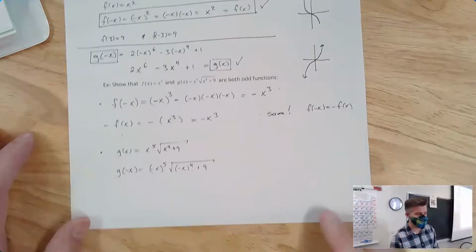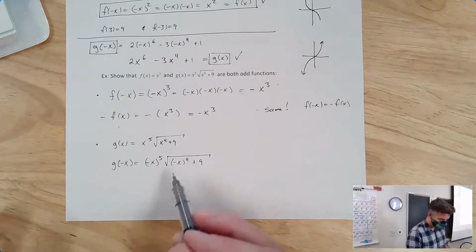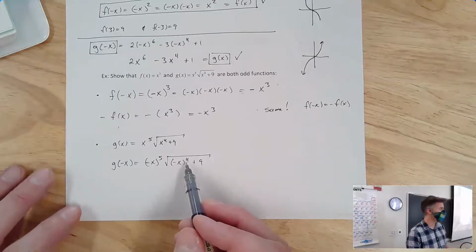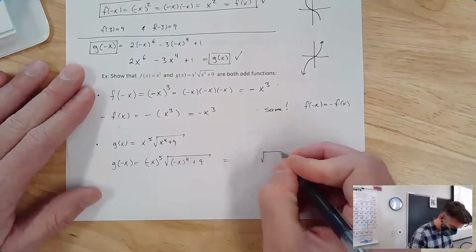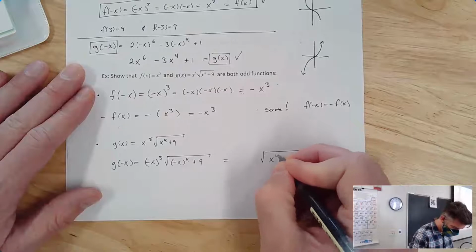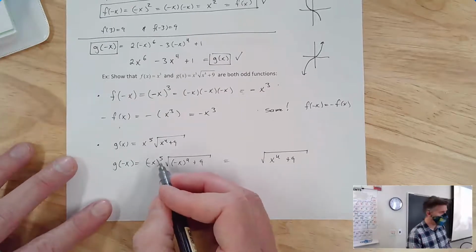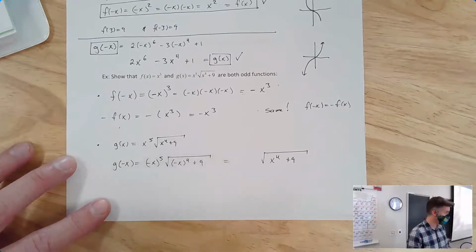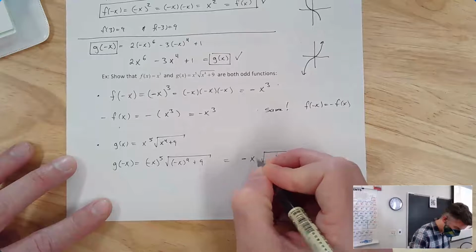And here's the thing you really want to get used to seeing in these sorts of problems. Negative x to an even power, you're going to lose the negative. So inside the square root there, it's just going to be x to the 4th plus 9. On the other hand, negative x to an odd power, you're going to keep the negative because it's multiplied by itself an odd number of times. So I'm going to get a negative x to the 5th.